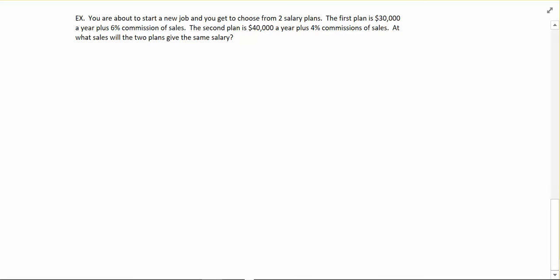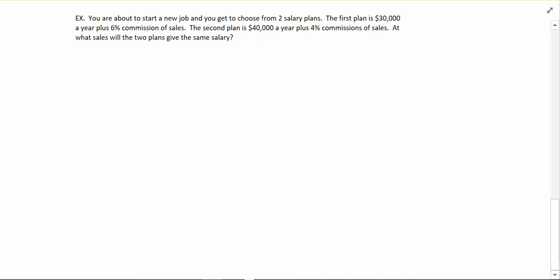All right. Here's another relatively reasonable question. So you're starting a new job, it's a sales job, and you have two salary plans. The first plan offers you $30,000 a year and 6% commission, okay, of sales. The second plan offers you $40,000 a year and 4% commission of sales. So clearly one plan guarantees you a higher base but less in commission, and the other one guarantees you a lower base but more in commission.